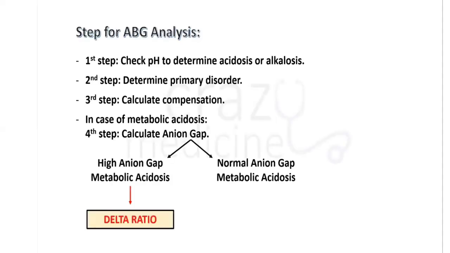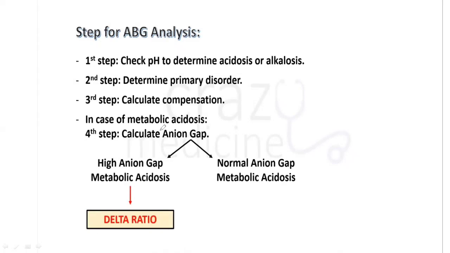So this is a repetition of yesterday's lecture, the steps for ABG analysis. First step was to check pH to determine the acidosis or alkalosis. This is the primary disorder. After determining the primary disorder, you will go for the calculation or determination of the compensation, whether the other system is overdoing, underdoing, or compensating adequately, appropriately.